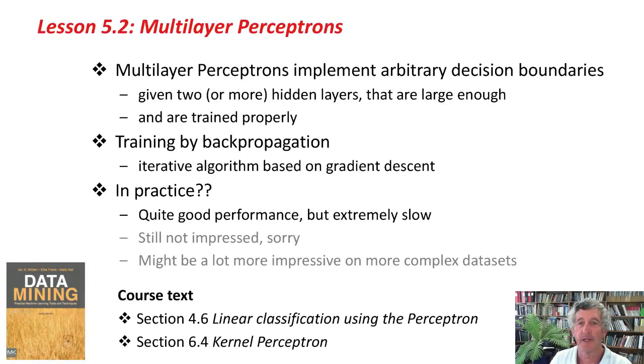So here's a summary. Multilayer perceptrons can implement arbitrary decision boundaries given 2 or more hidden layers, providing you've got enough neurons in the hidden layers, and providing they're trained properly. Training is done by backpropagation, which is an iterative algorithm based on gradient descent. In practice, you get quite good performance, but extremely slow. Multilayer perceptrons are extremely slow. Oh, I'm still not a fan of multilayer perceptrons.